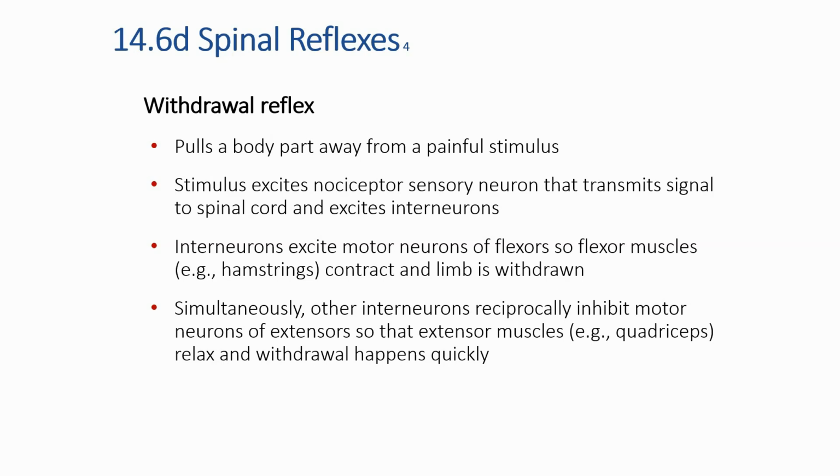For example, if you put your hand on something hot, the nociceptors start to fire off into the spinal cord, and you're going to go ahead and cause all of the flexor muscles in the arm to contract. So the biceps will contract, the pec major will contract, the wrist flexors and the digital flexors are all going to contract, and you're going to yank your hand away from the noxious stimulus.